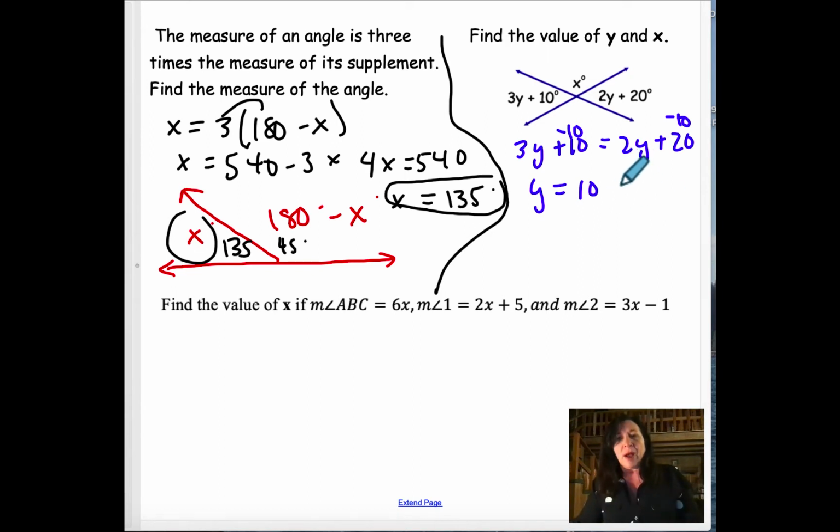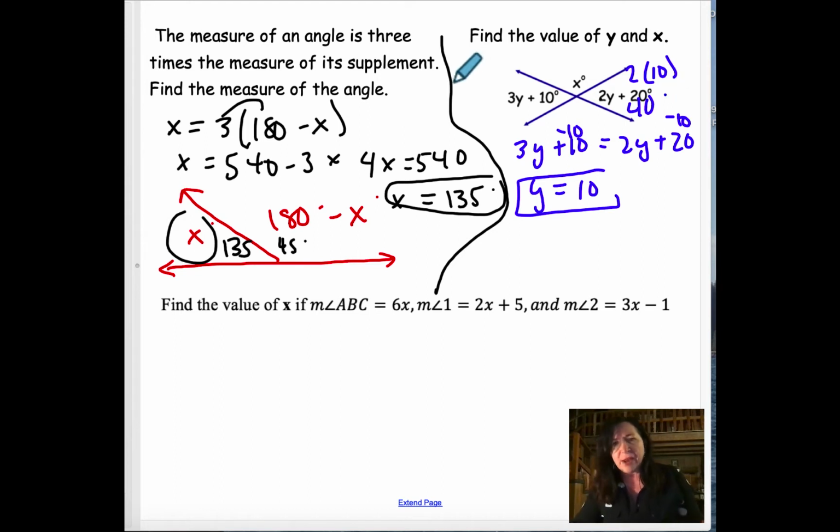Check. So we know what y is. We also should know what the angle is, by the way. I know that y is equal to 10. If I plug this value back in, say 2 times 10, and it doesn't matter which side, because vertical angles are equal, 2 times 10 is 20, and 20 plus 20 is 40.